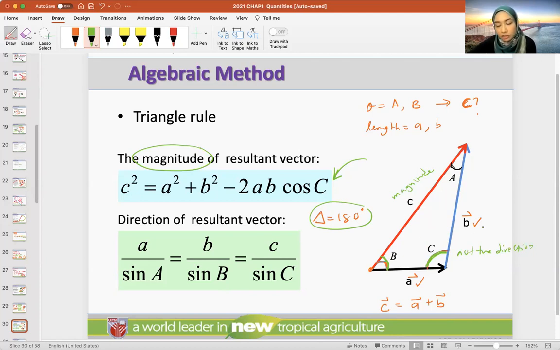So again, what is the direction of C? Your direction of C vector is always with respect to the positive x-axis. Tak kisahlah ada B ke, ada A ke kat sini. Always try to find the angle over there. You already know lah kat sini because it's given. B is given, right? So you already know because this guy is already on the x-axis. So your B angle is actually the direction of your vector. And this equation gives you the length. Okay, so we don't really use the triangle rule, but it's good to know it.